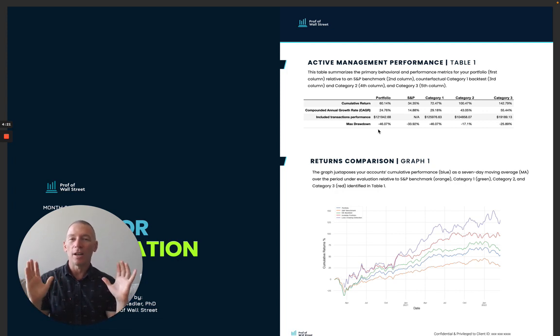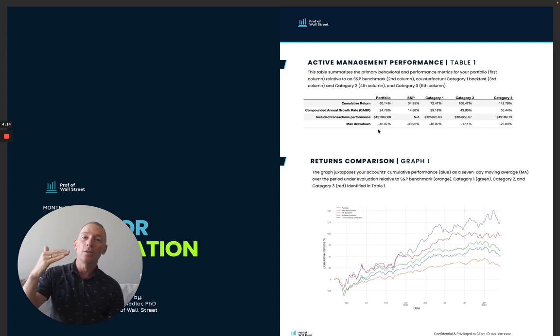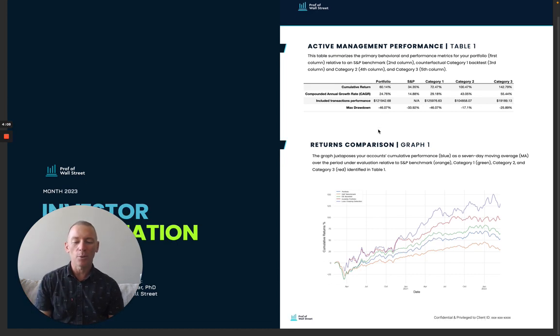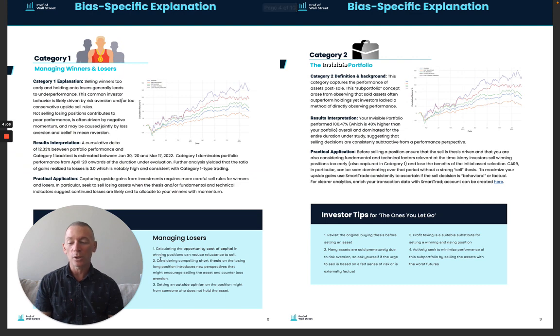So this table provides you with that comparison, and the graph below also lets you visually see your performance relative to the benchmark and relative to these counterfactual portfolios so that you can see how much money you might be leaving on the table. So let's go through the first category, which is category 1.